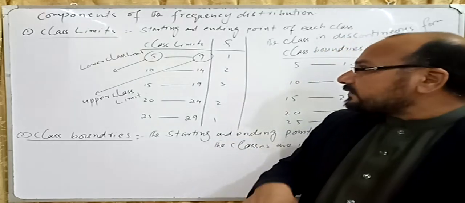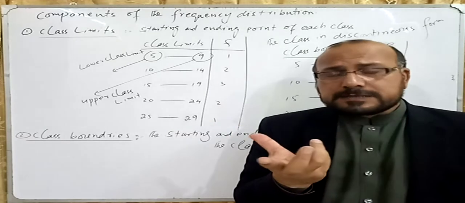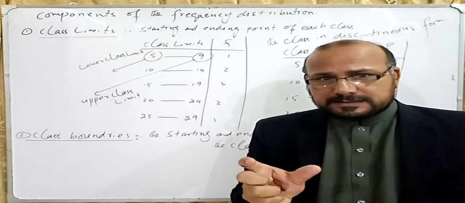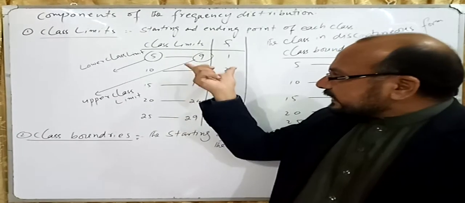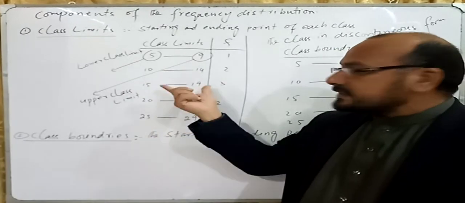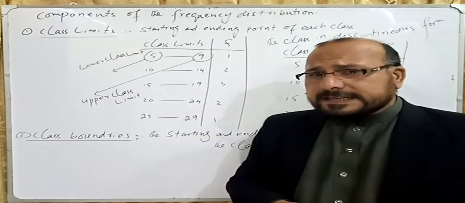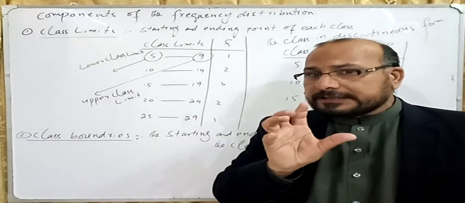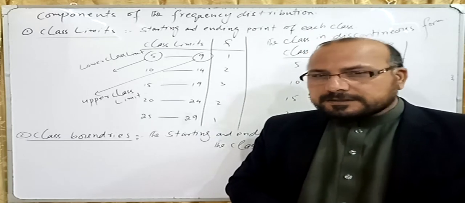So when we have a frequency distribution in tabulated form, it means a table with classes or groups and frequencies. So you need to understand the different components of this frequency distribution table.